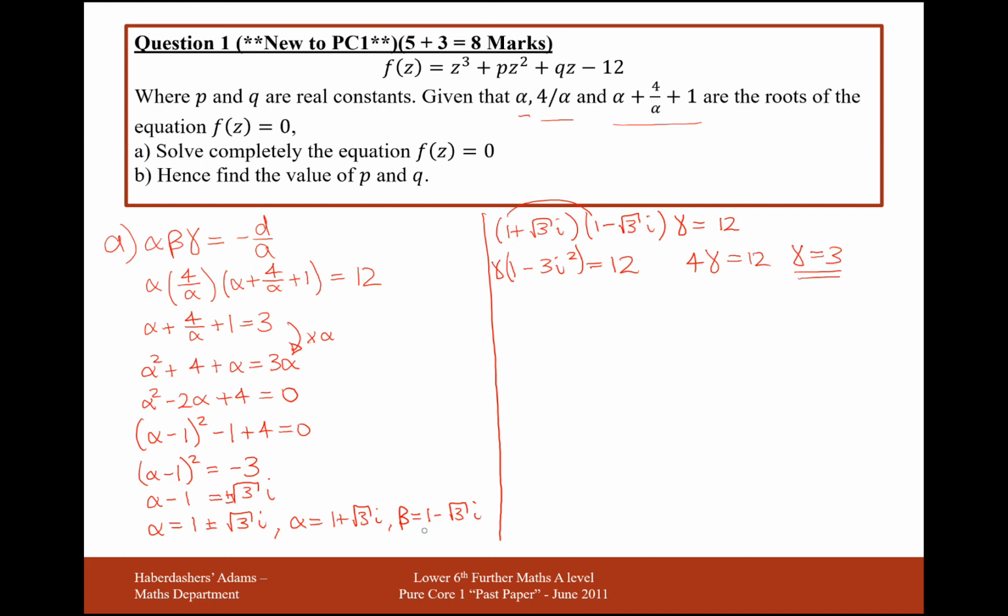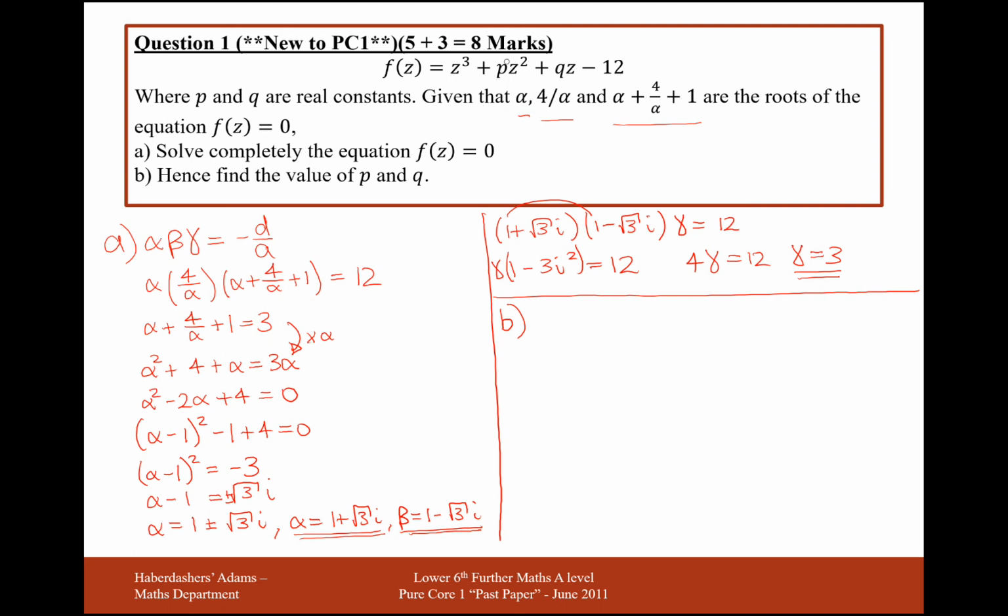So here are my three roots: 1 plus root 3i, 1 minus root 3i, and 3. So that's part A solved, 5 marks for that one. Part B: hence find the value of P and Q. What they're looking for us to do in part B is to use those other two formulas that link the coefficients together with the roots.